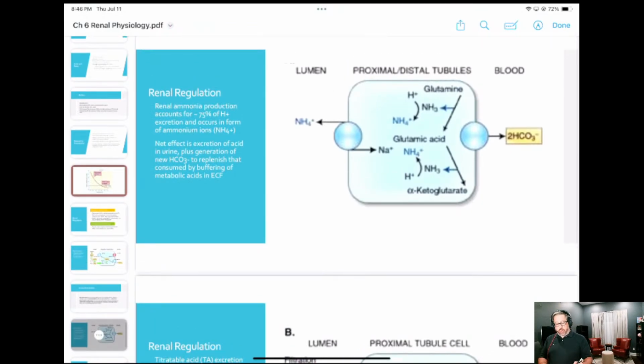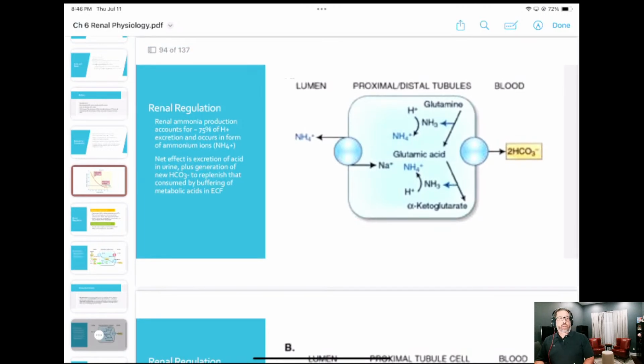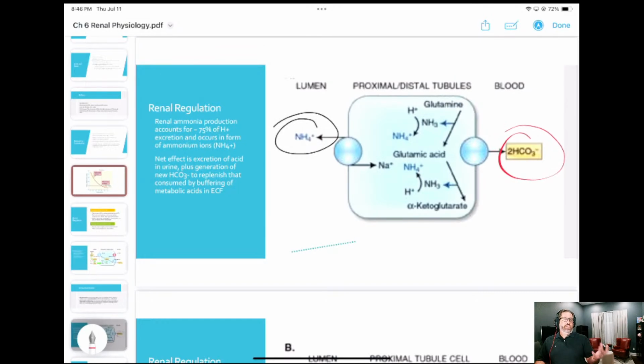Okay, so here's the ammonia one. You don't need to know all the stuff inside here. Just know with a titratable acid, we're losing the acid in the lumen, which is going to go out in the urine. And we're gaining bicarb. So we're titrating out the acidity by dumping the acidity into the urine, and we're able to produce bicarb, which is also going to help reduce the acidity of the blood in that way.